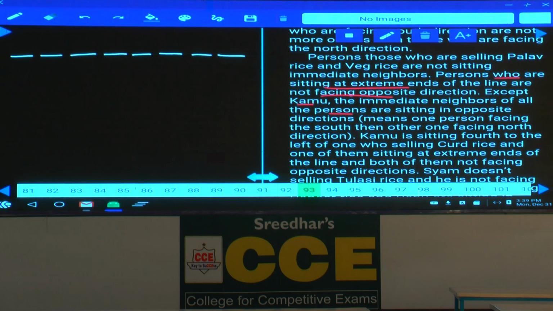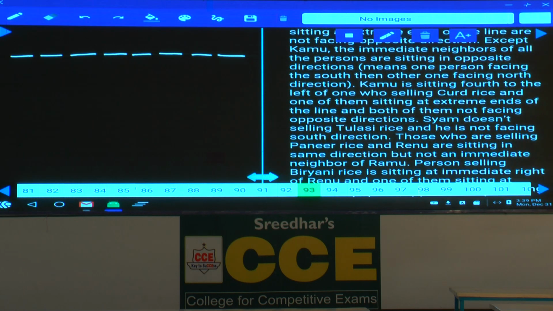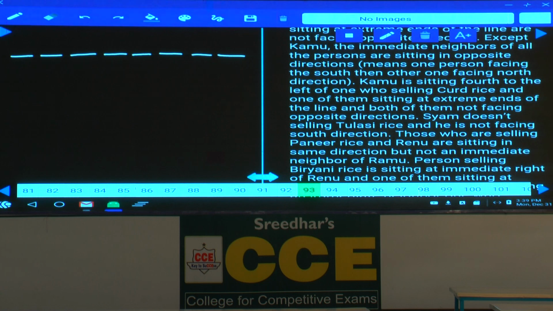Then Kamu is seated fourth to the left of the one who is selling curd rice, and one of them is seated at the extreme ends of the line, and both of them are not facing opposite directions. That means both these two persons are facing the same direction. Who are those persons here? The person who is selling curd rice and Kamu.